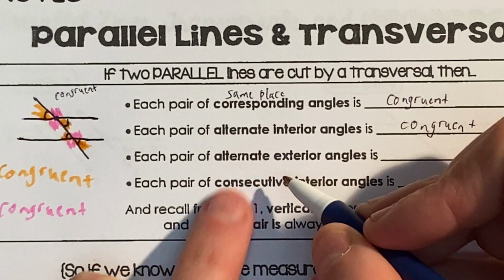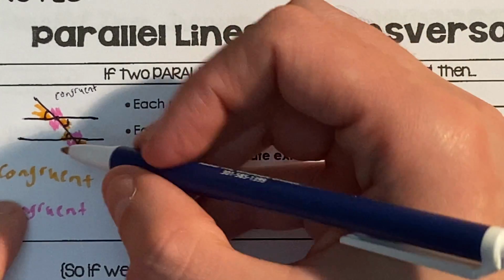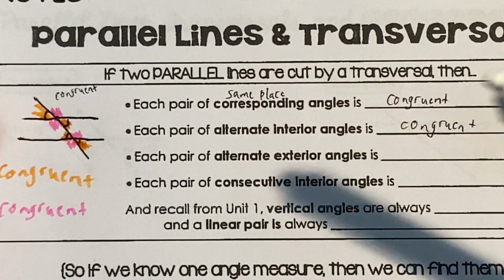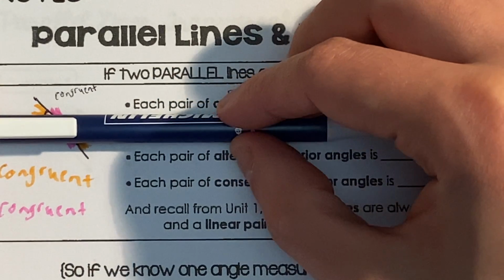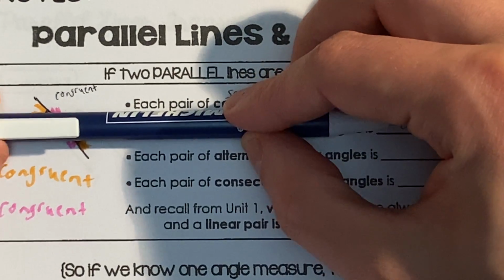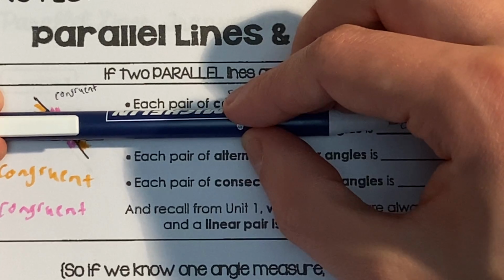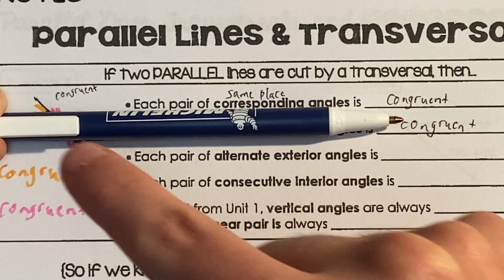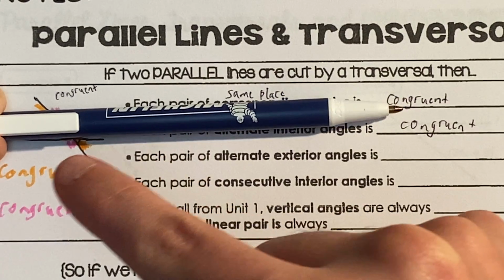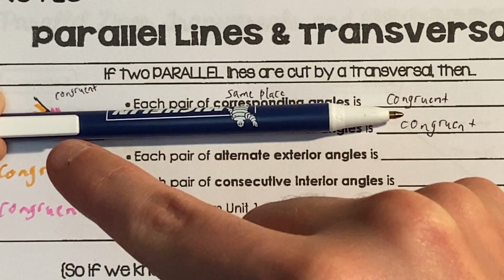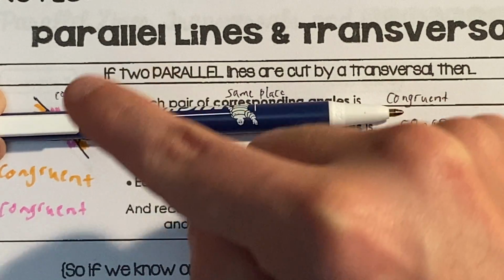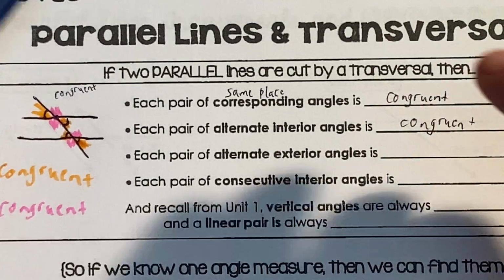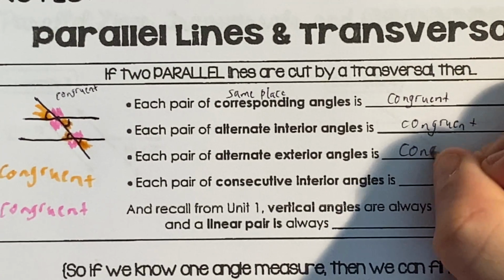Alternate exterior. Let's take a look. This time we're talking about the exterior, so outside of the lines. So let's ignore that, I guess. And it says alternating. If you look at the alternating, one on the left and one on the right, this is orange on the left and then orange on the right, or pink on the left and then pink on the right. Those are also the same color, so they would be the same measure, meaning they are also congruent.